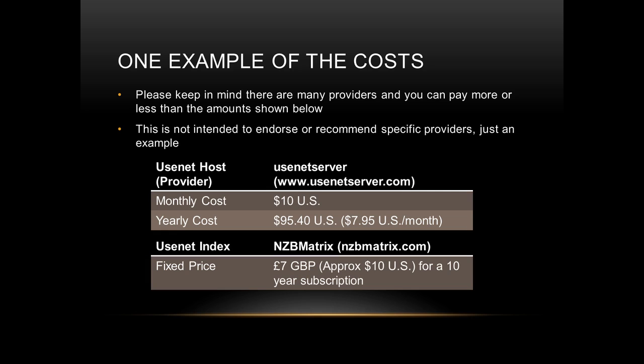And then NZB Matrix as the index provider, and they charge £7, which, depending on the exchange rate, is around $10 US. And that gives you a 10-year subscription. So as I said before, the index provider is not really worth, you know, complaining about from a price perspective. If you're using this system for your primary source of watching TV shows and movies, $95 for a year is pretty inexpensive compared to what people pay monthly for television service.